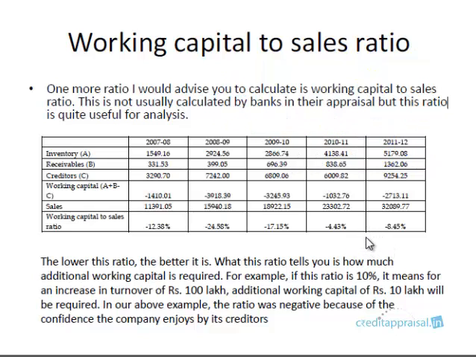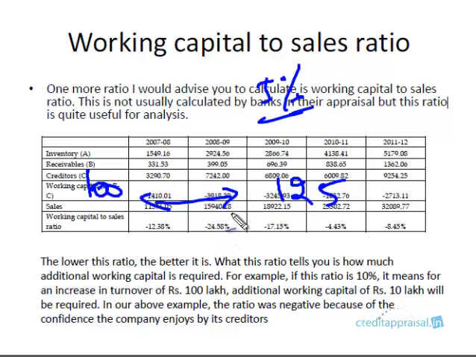But here a negative ratio means maybe this company doesn't require any additional working capital because the creditors are financing it, and that's why it's negative. But usually you will get a positive figure, say 5%. What it means is, if the turnover of the company today is 100 lakhs and it increases to 125 lakhs, then for every 100 lakhs increase in turnover it will require 5 lakhs of additional working capital. For 25 lakhs, it will require 1.25 lakhs. That is the interpretation.